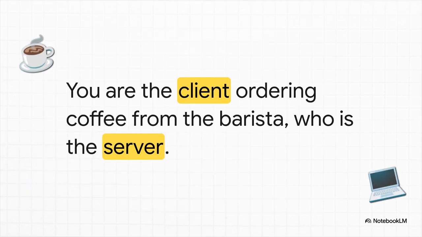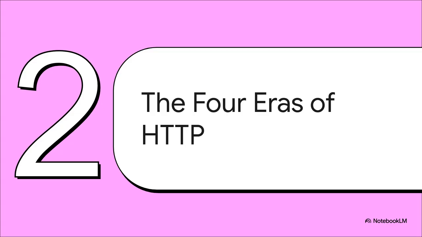Now, to make all this technical stuff stick, we're going to use a really simple analogy that the developer came up with, a coffee shop. In this scenario, you are the client and you want a web page, or a coffee. The barista is the server, the one who has what you want, and your order, that's the HTTP request. Simple enough, right? Let's see how this plays out. Because the way you order that coffee has changed a lot. We're going to break down the 4 major eras of HTTP and see how each new version was built to solve a really annoying problem from the one that came before it.